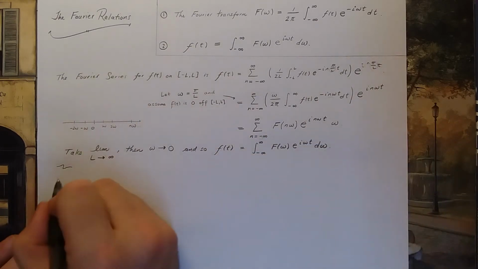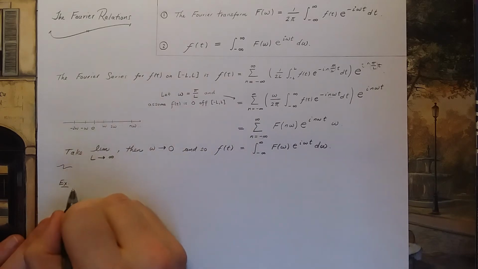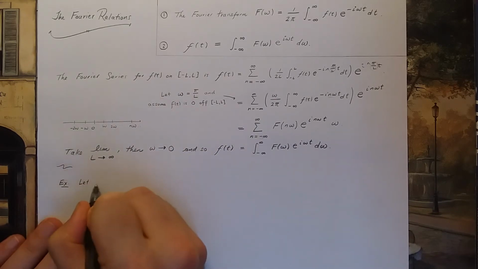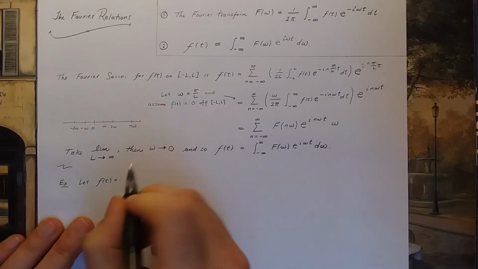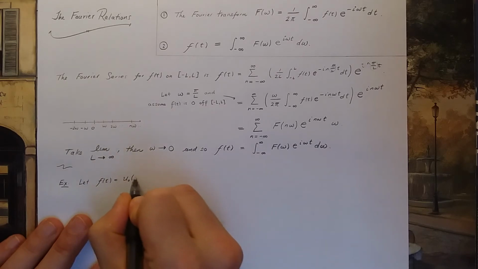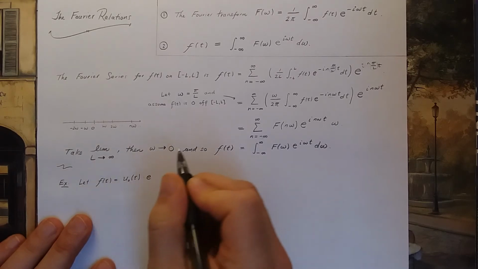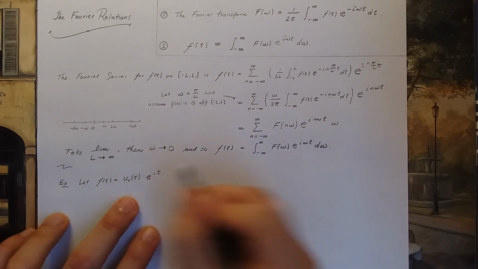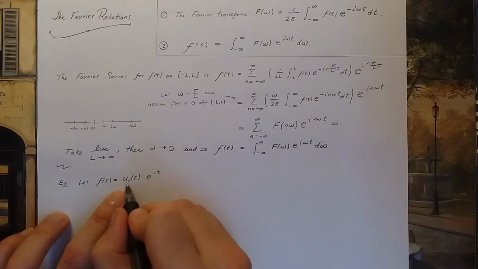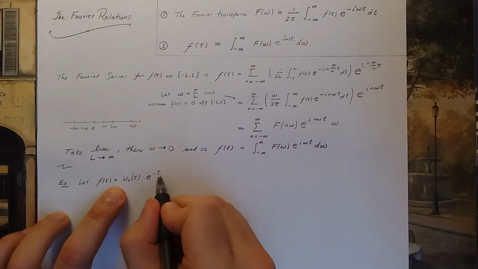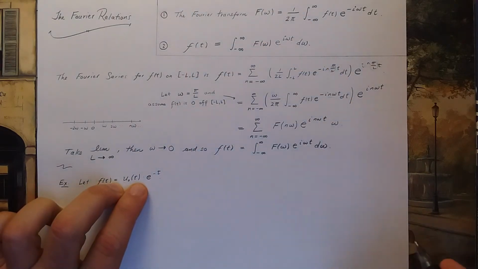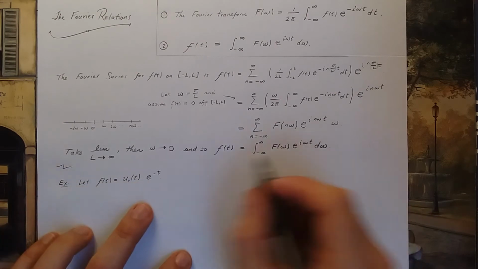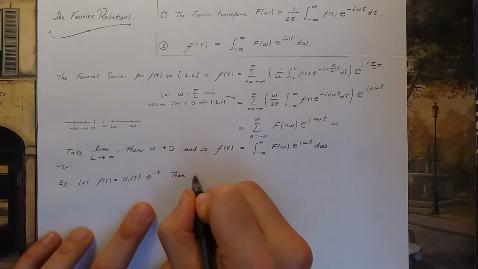Now, let's do one brief example to illustrate what I'm saying here. So how about if I let the function f of t be a unit step function at 0 times e to the negative t. So it's 0 until I get to 0, and then after that, it's exponential decay. So let's actually calculate the Fourier transform.